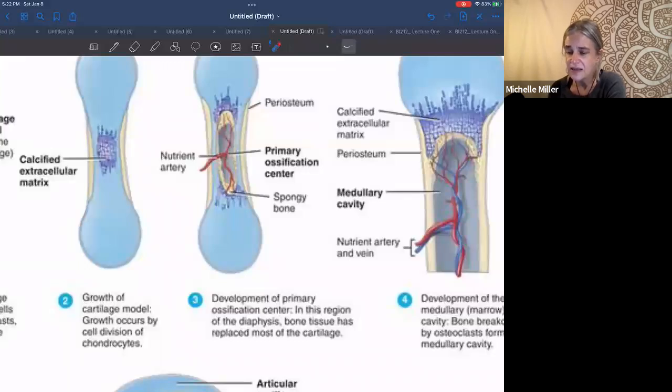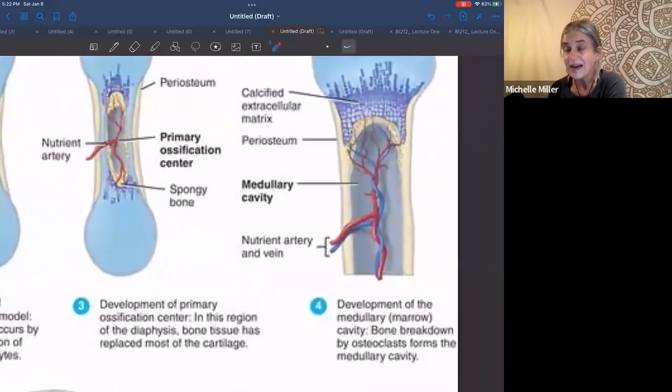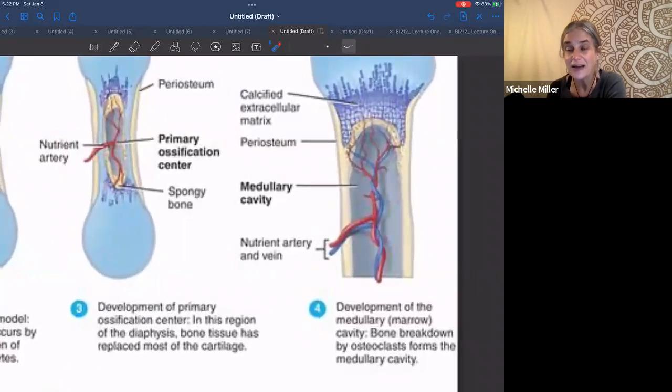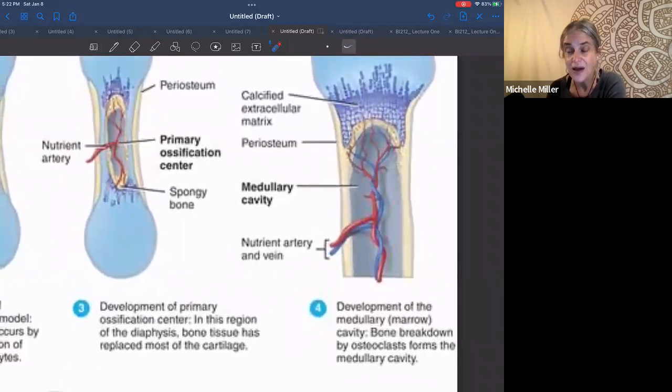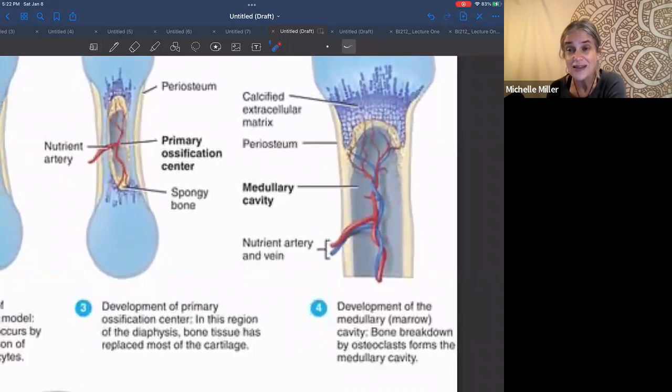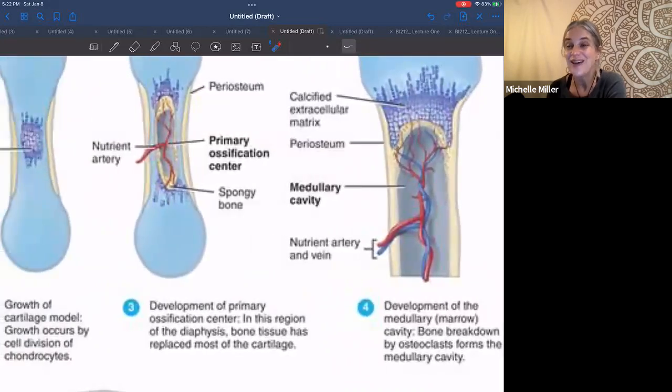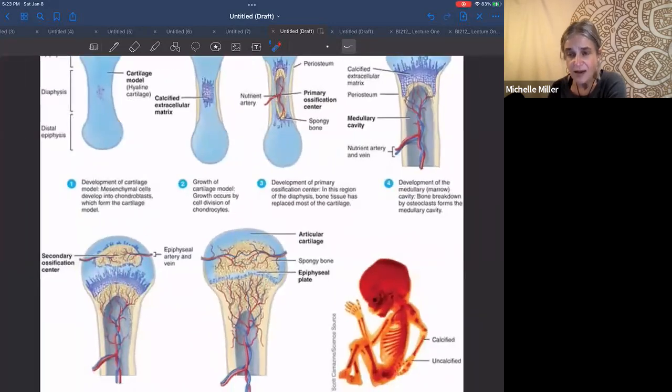And then this is actually eventually going to form a cavity, which we talked about as being the medullary cavity, which can either be filled with red bone marrow in young people, in children, or it can become filled with yellow bone marrow in adults. We also have a secondary ossification in the epiphyses. So the ends of the bones, we get a secondary location of ossification right here.